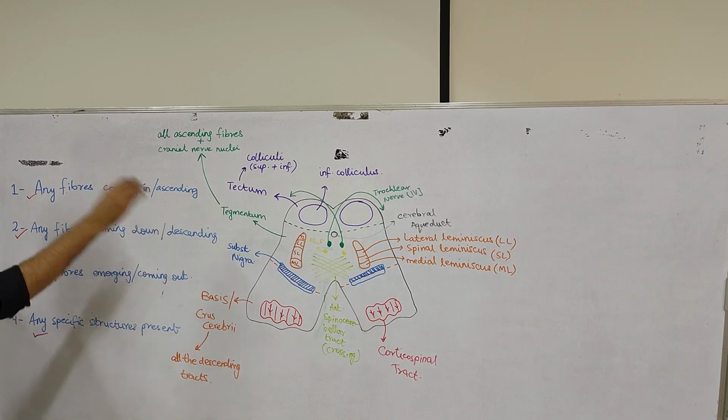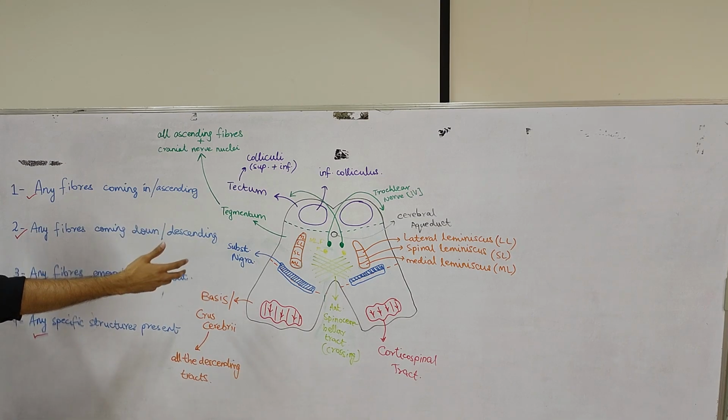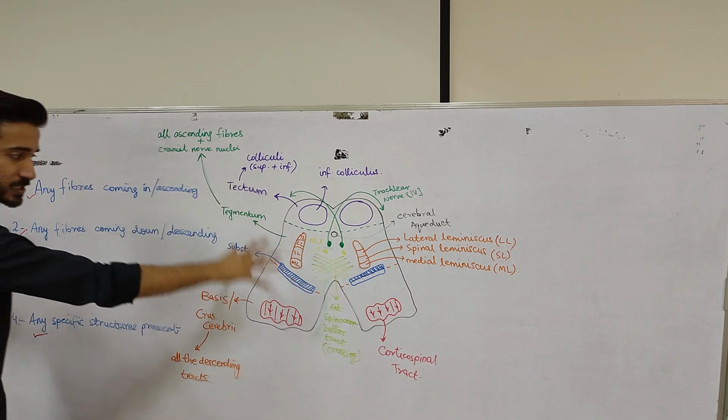So the four things you need to consider are any tracts ascending through it, any tracts descending through it, any specific structures present in that specific part of the brainstem, and any fibers that are emerging or coming out from that part of the brainstem. When you keep these four things in mind, it's easy to draw these things.